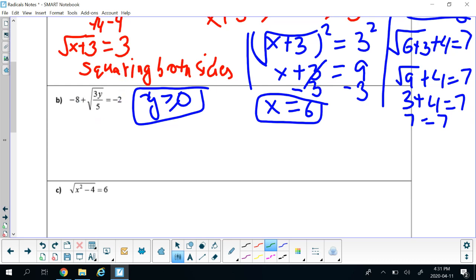So I will add 8 on both sides. Remember to do opposite operation here. So negative 8, positive 8 cancels out. So you'll get square root of 3y divided by 5 is equal to negative 2 plus 8 is positive 6. Okay. So squaring both sides.